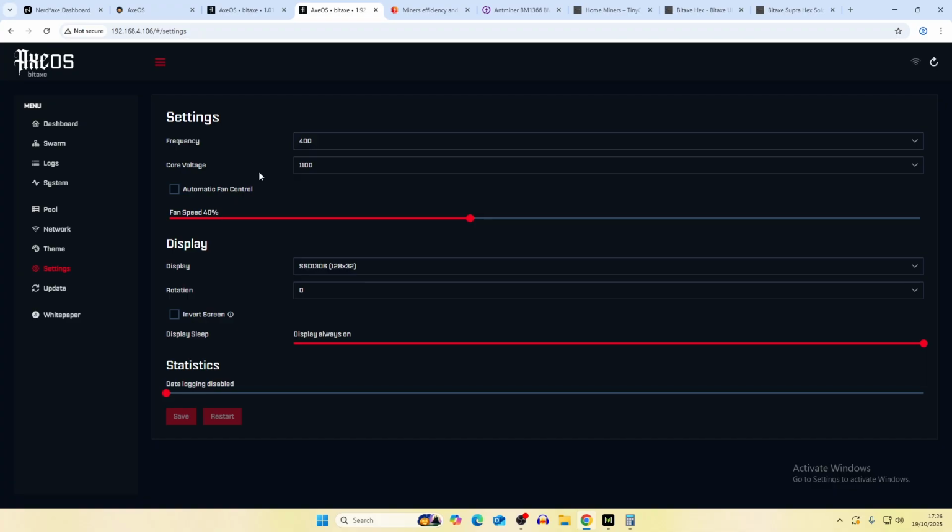But we might do some further tests on the Bitaxe Hex to see if we can get it lower. A lot of you might be able to tell me in the comments why we can get this one so low in terms of efficiency, but the rest of them we can't.